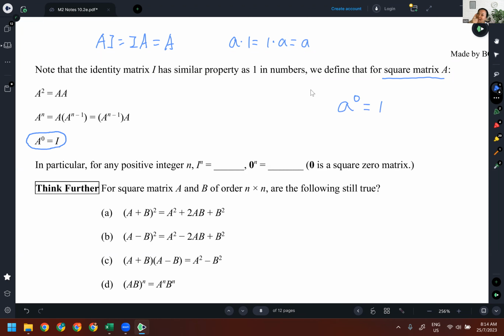Is that okay? Now, in particular, for very special matrices, I is the identity matrix. Now, you know that I times I equals I, right? Because I times A equals A, so A can be I. So I times I equals I. So I squared equals I cubed also equals I. In fact, I to the power n also equals I. It does not change. Now 0 to the power n equals 0, dark 0.